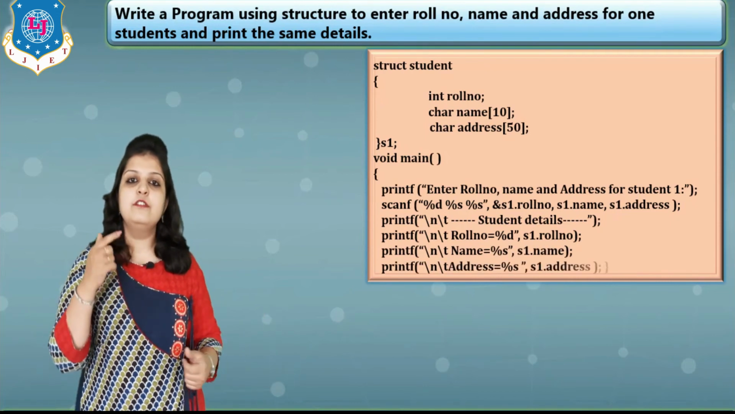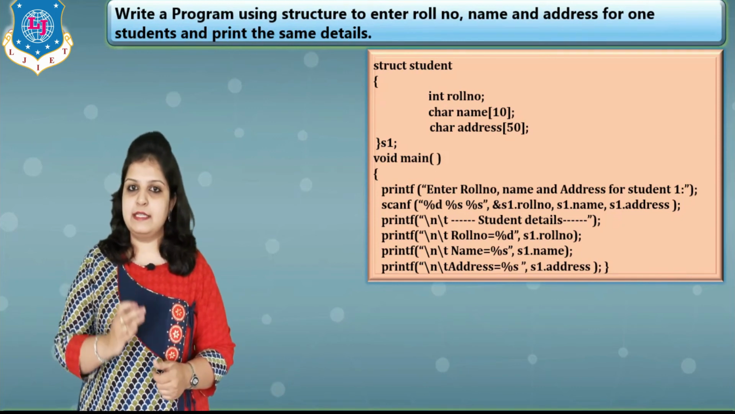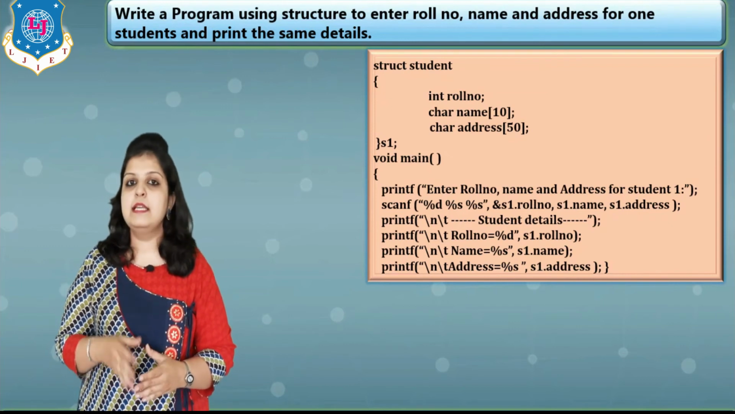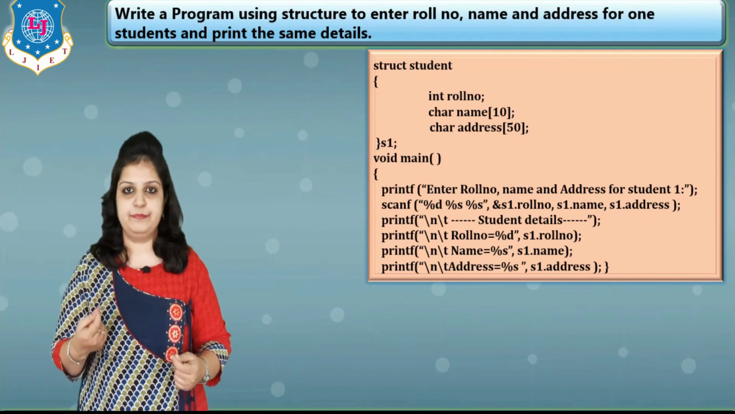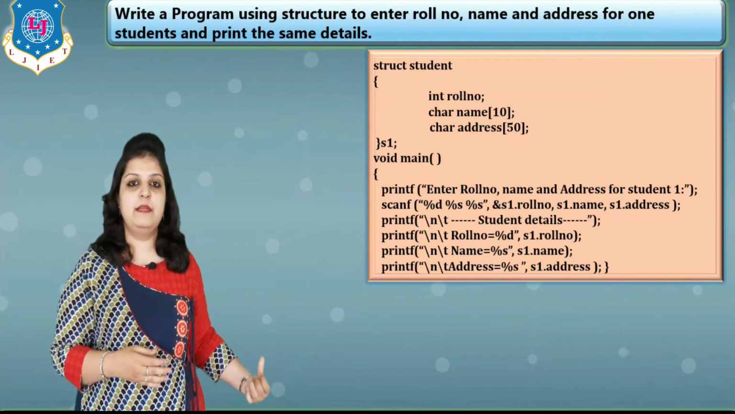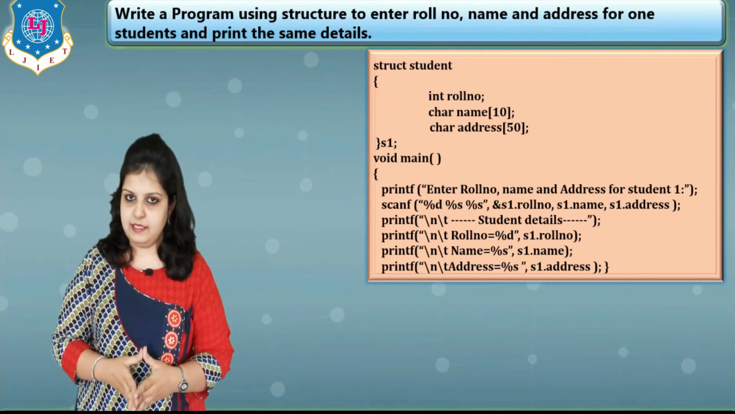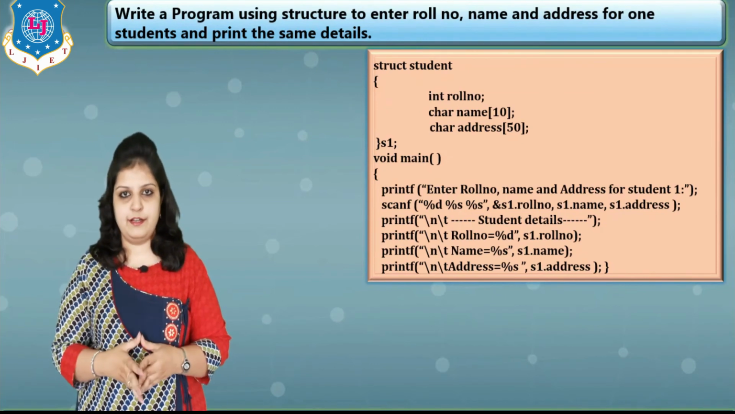Then after that I want to print the name on a new line. So again in printf I am writing \n\t, then name is equal to %s, and after a comma we have to write S1 dot name, and at last I have to print the address, that's why printf again \n\t address is equal to %s, and after a comma S1 dot address.